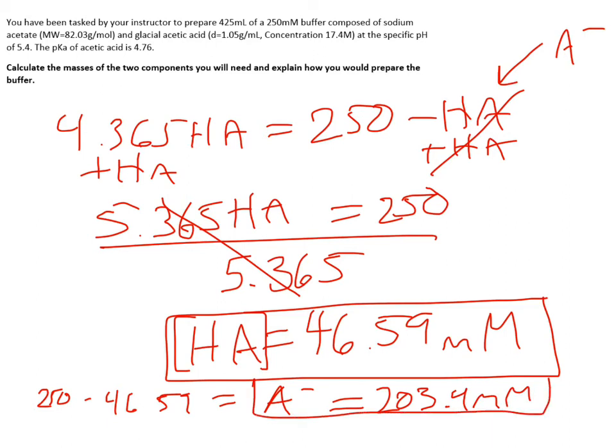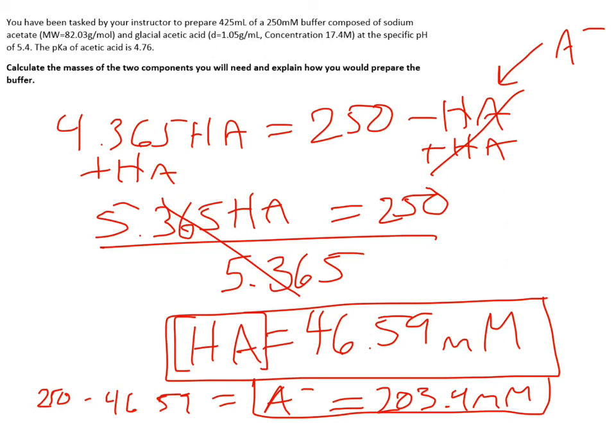Now, if we were to divide these by each other, 203.4 and 46.59, it better come out to be 4.365. So I'm going to check. 203.4 divided by 46.59. Okay, exactly right. 203.4 divided by 46.59 is equal to 4.365, which remember was our ratio of A to HA. So we have more A, just like we thought, than HA, and it's 4.365 times more. Okay? So those two important numbers are the concentrations.